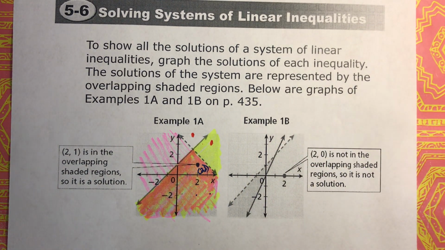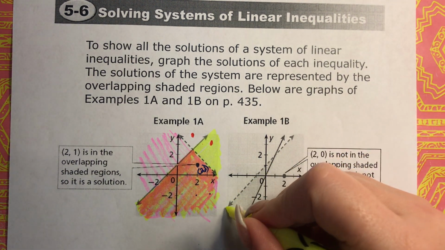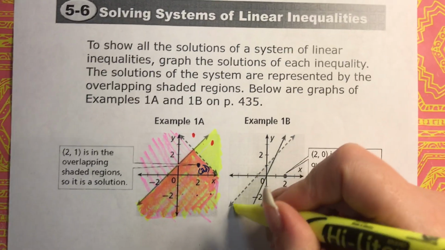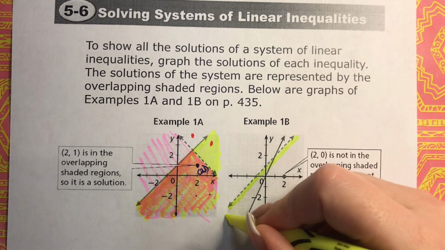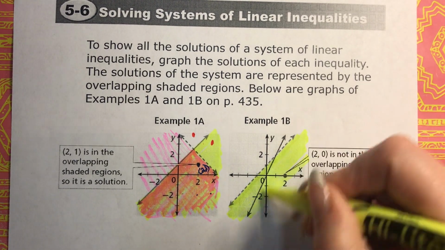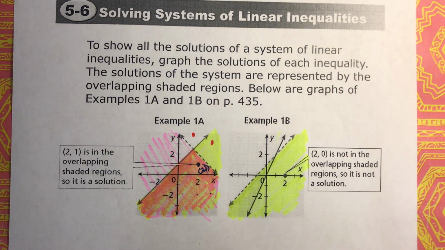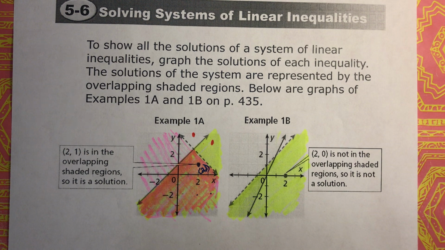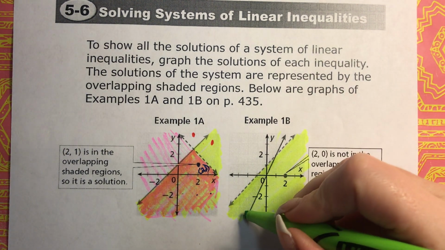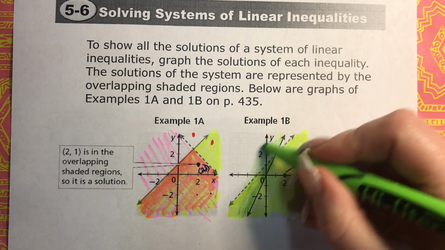So for this next example, we have this dash line, and basically the region for the dash line is everything below. And then this other inequality here, the section for that one is everything above it. So it's everything here.